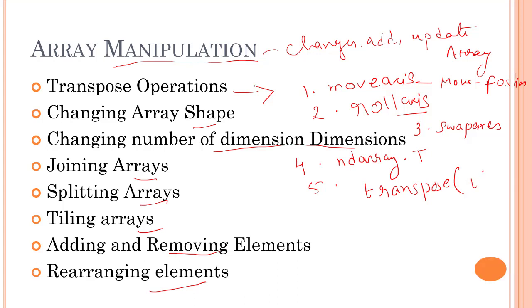Suppose we are taking a as the variable name, comma, axes, because here we are giving null values, so it will be used to reverse or permute the axes of an array and return the modified array. So it will be returning the modified array.